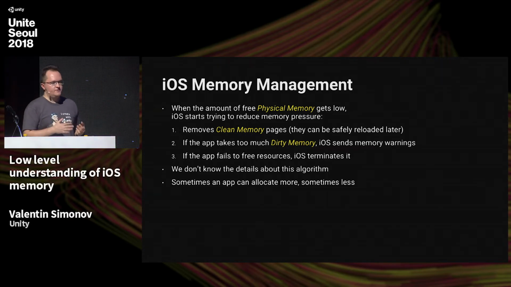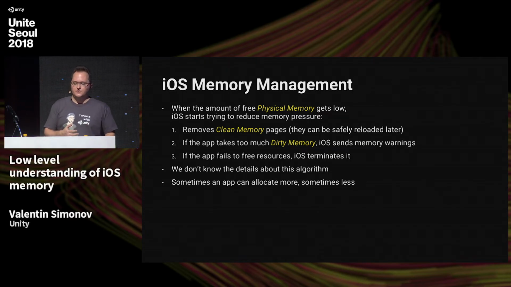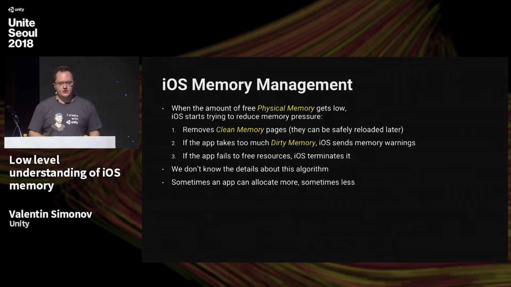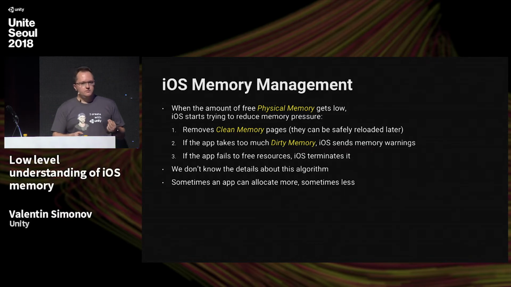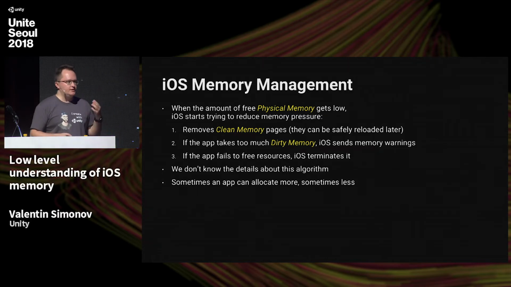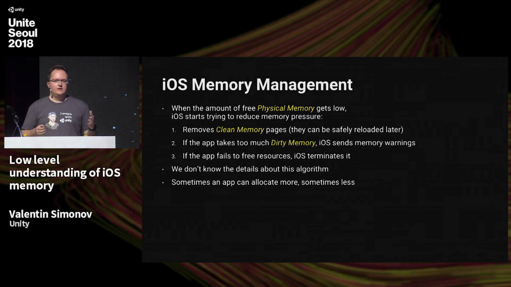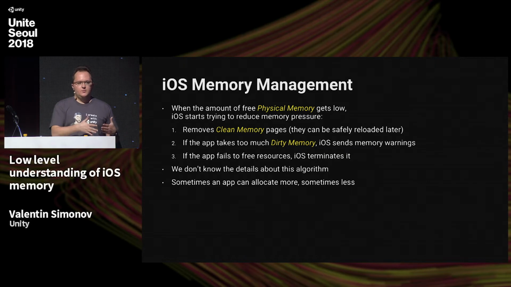If the application, after several memory warnings, still consumes a significant amount of dirty memory, iOS kills the application. Unfortunately, Apple, once again, doesn't publish the exact details of the algorithm. So sometimes we can see that one application can allocate this amount of memory and get killed, but the next run it allocates 20% more and survives.